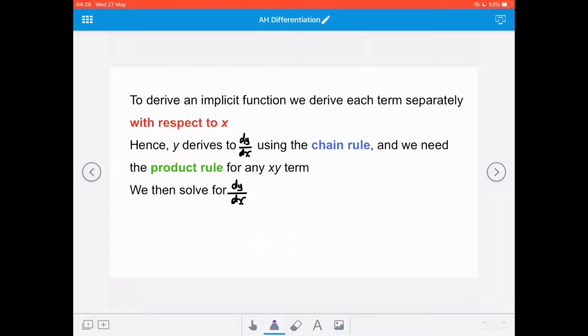So to derive an implicit function, we derive each term separately with respect to x. Hence, y derives to dy by dx using the chain rule, and we need the product rule for any xy term. And we're then going to solve for dy by dx by changing the subject to that.